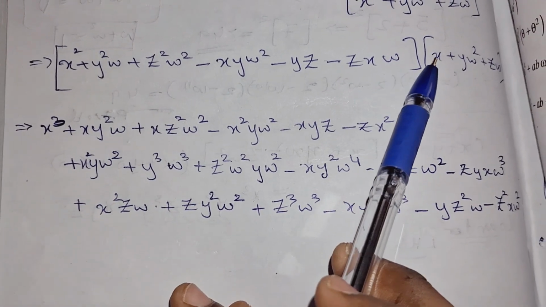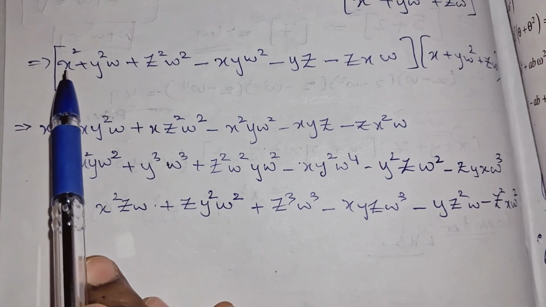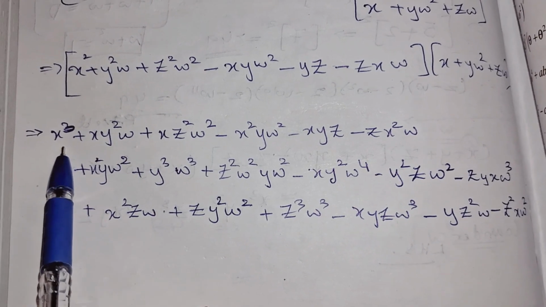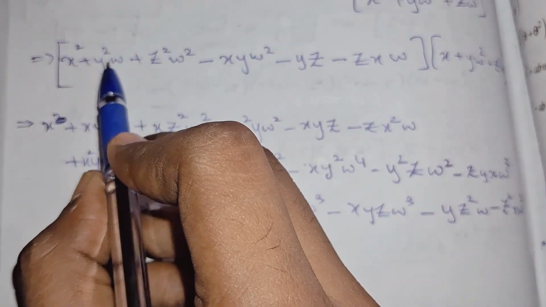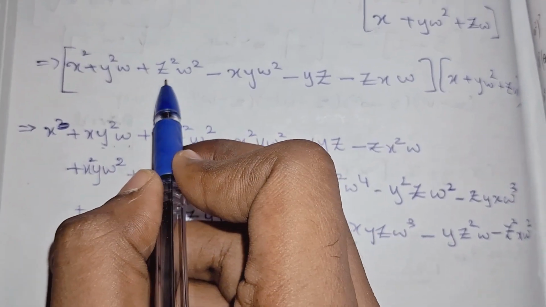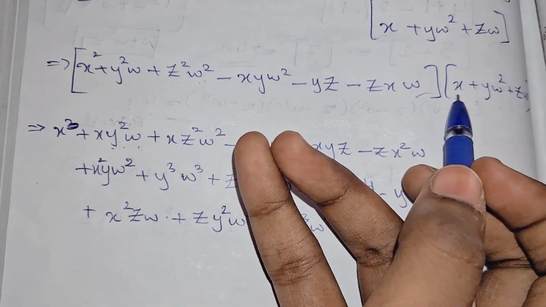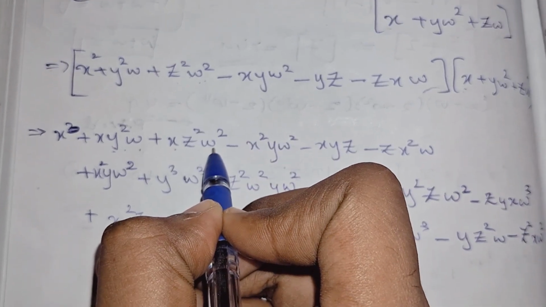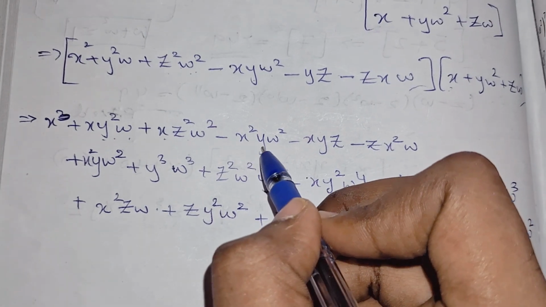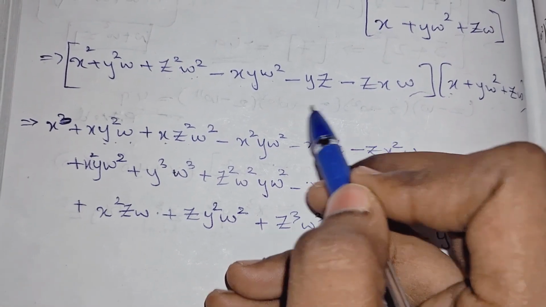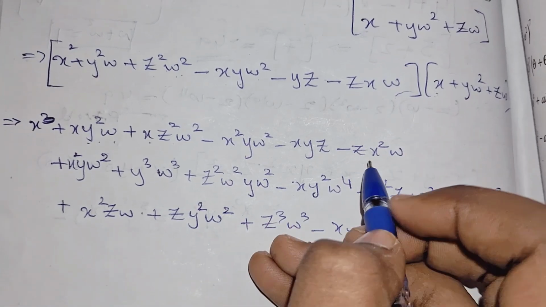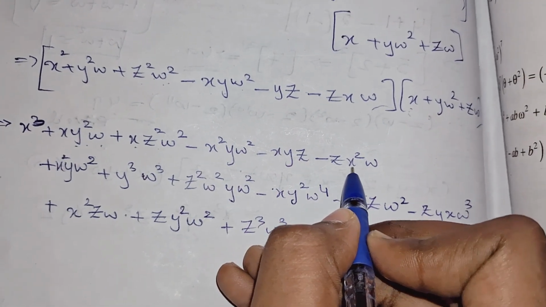What I did here is x square into x, which is x cube. Then y square omega into x is x y square omega, z square omega square into x is x z square omega square. Similarly, minus xy omega square into x is minus x square y omega square, and with minus zx omega, I'll get minus x square z omega, that is minus zx square omega.